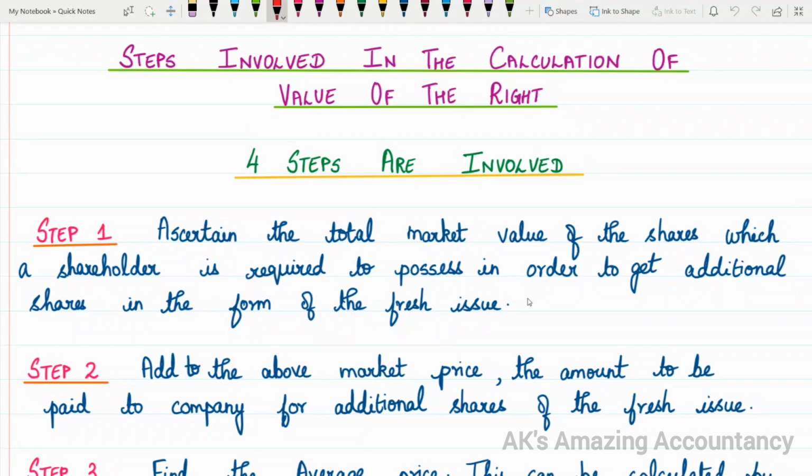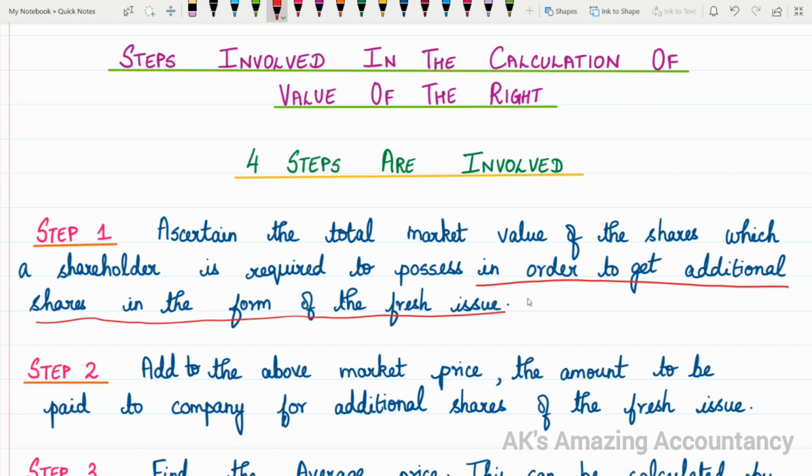Step 1. Ascertain the total market value of the shares which a shareholder is required to possess in order to get additional shares in the form of fresh issue. As you already know, usually shares are issued only to the existing shareholders. It will be given as, for so many existing shares, one right share will be given. Like that, there will be a proportion, right?